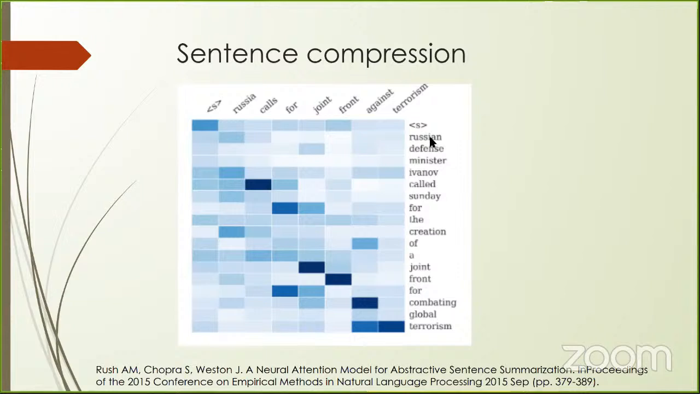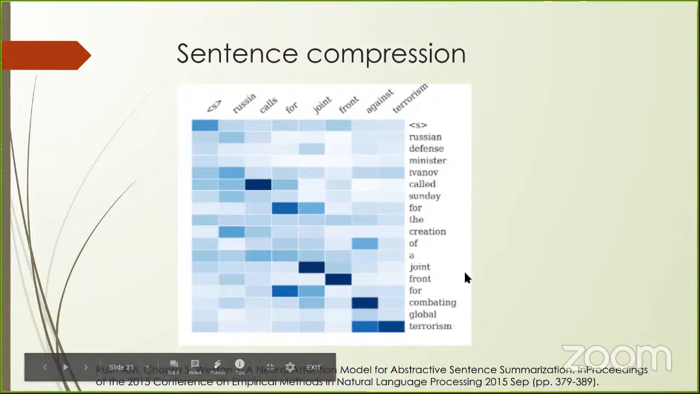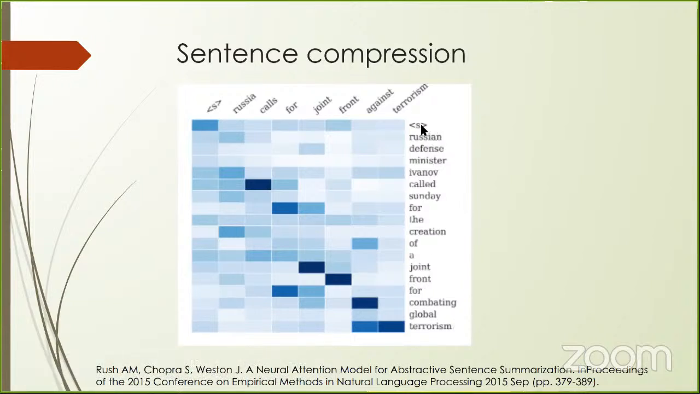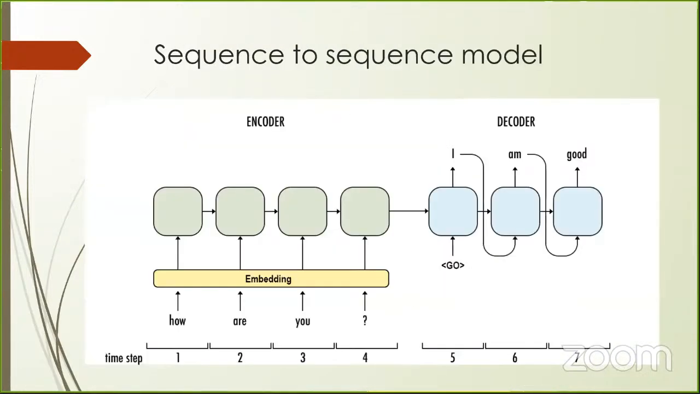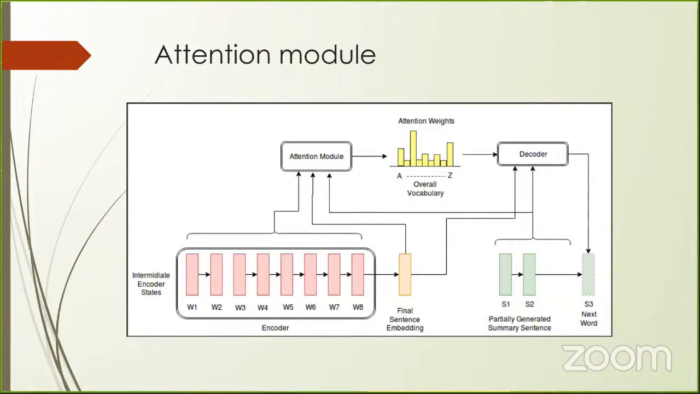Because remember, it has all the information. It has this information already fed in via the encoder. So it can choose what to use when generating a particular word. Okay? That's basically your attention-based sentence generation or compression or whatever you can call it.